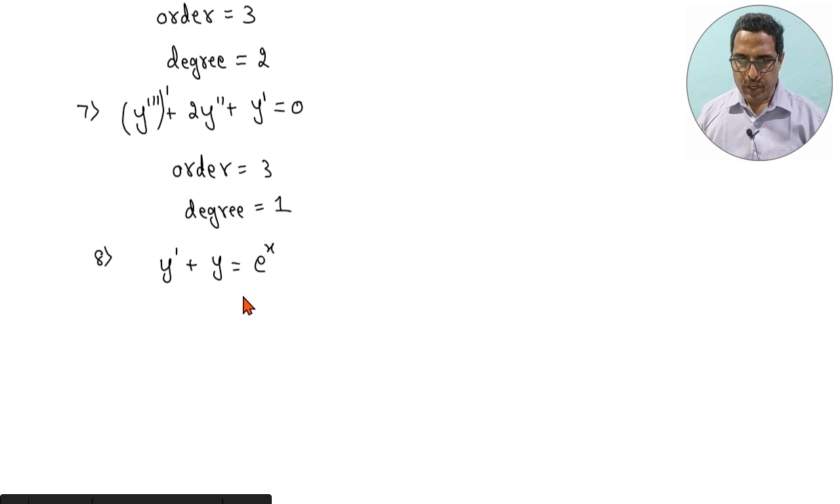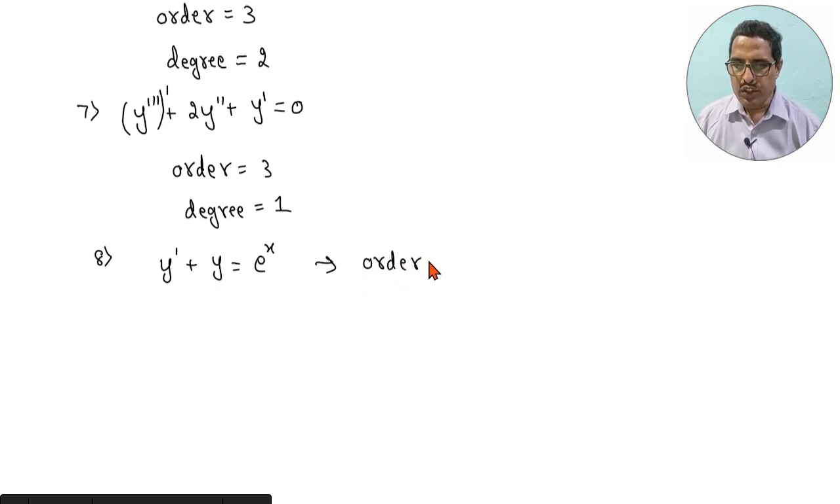The next question is y' + y = eˣ. This differential equation is a polynomial function in the derivatives. Therefore, the degree is defined over here. So let's try to find out the order and degree of the given differential equation. y' represents the first order derivative, and that itself is the highest order derivative. Therefore, the order of the given differential equation is 1. So what is the power of this highest order derivative? The power is 1. Therefore, the degree of the given differential equation is 1.